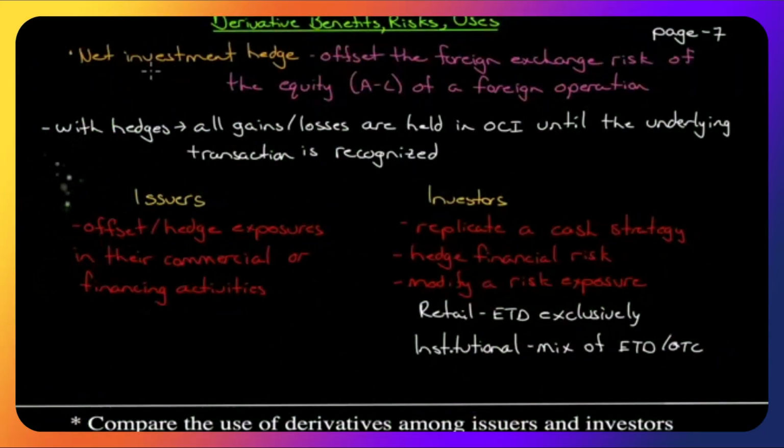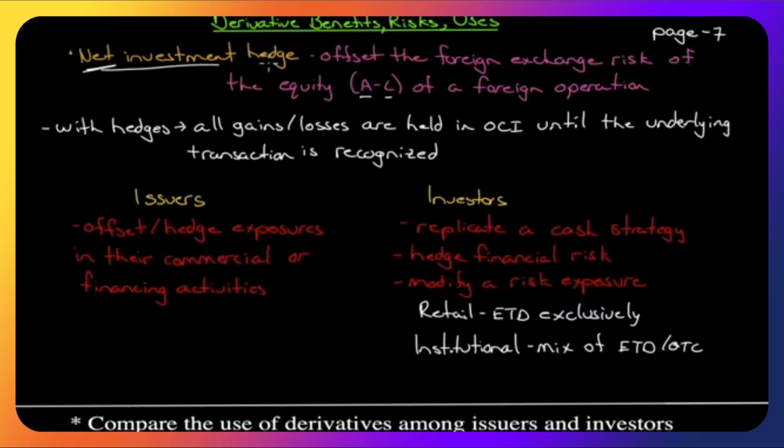And number 3, we have a net investment hedge. Pay attention to the word net here. It offsets the foreign exchange risk of the equity of a foreign operation. What is equity? Assets minus liability. It's the net of the two, which is where this gets its name.